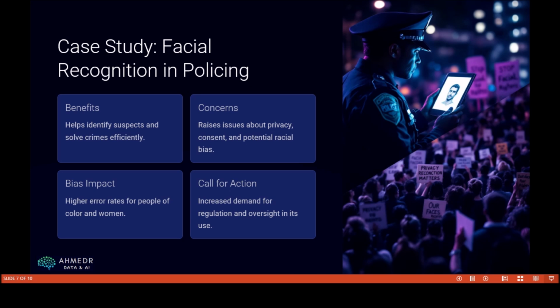AI ethics were called into question in the use of facial recognition by law enforcement agencies. While facial recognition technology can help identify suspects and solve crimes, it has raised concerns about privacy, consent, and racial bias. Studies have shown that facial recognition systems often have higher error rates for people of color and women, leading to calls for more regulation and oversight on its use.